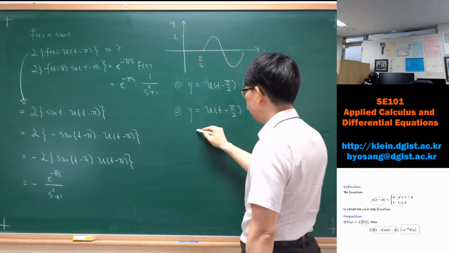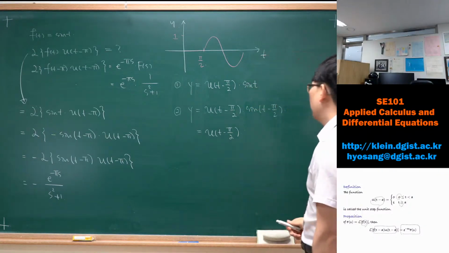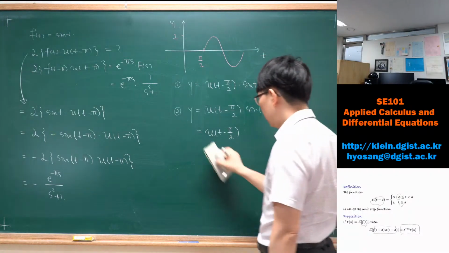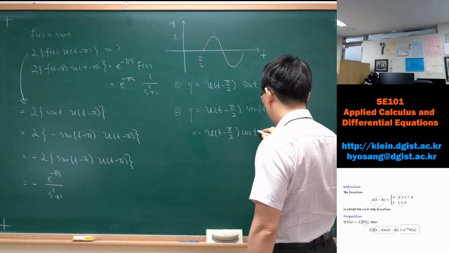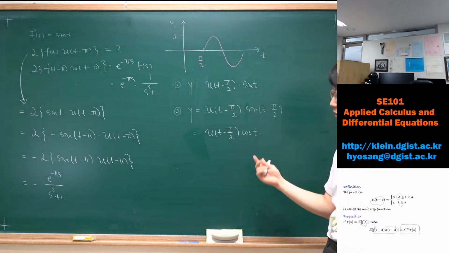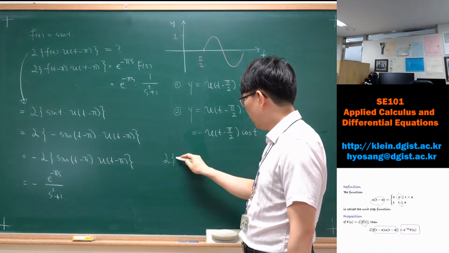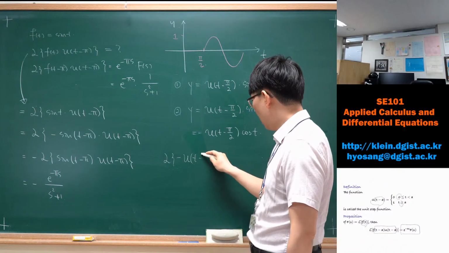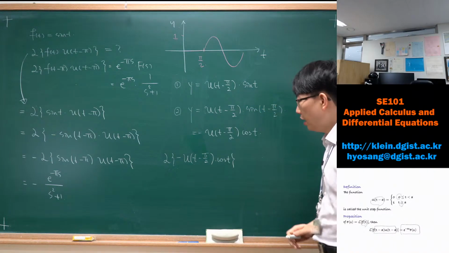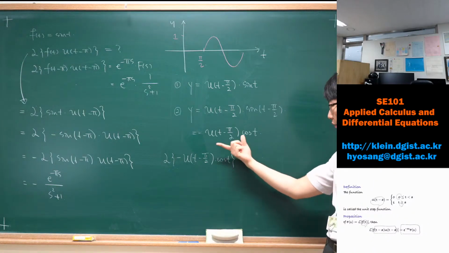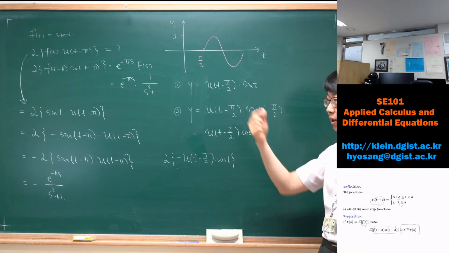Suppose that it is already given so that when I shift my sine, it becomes a negative of cosine t. So suppose that your function is given in this form. If you take the Laplace transform of negative of u pi over 2 times cosine t, then you have to be able to transform your formula into this form and then apply the Laplace transform there.